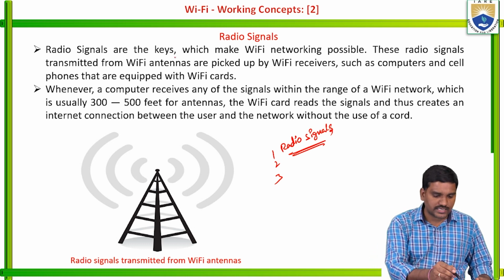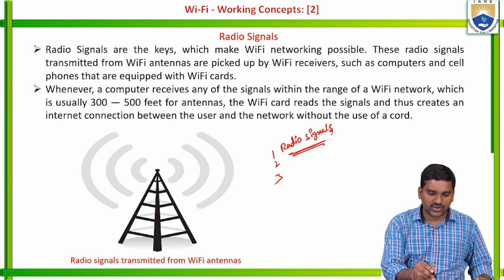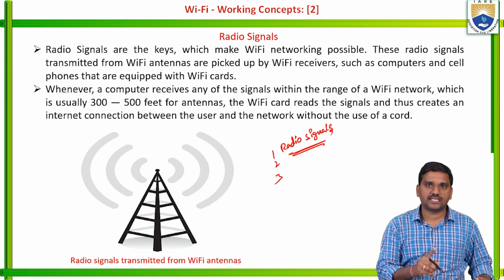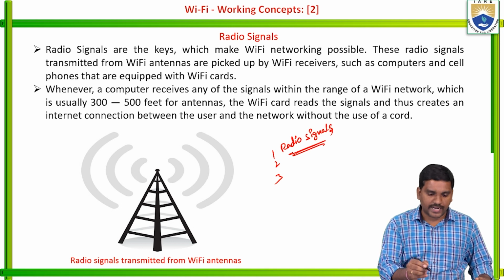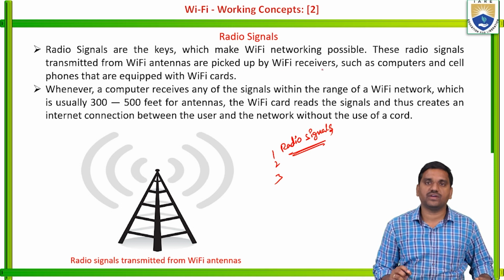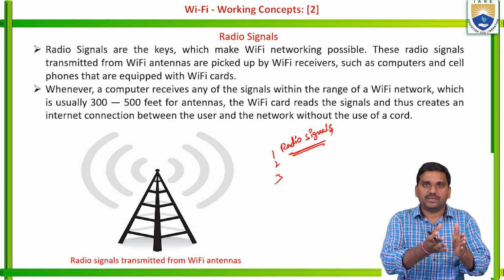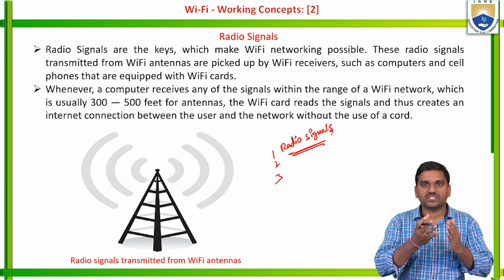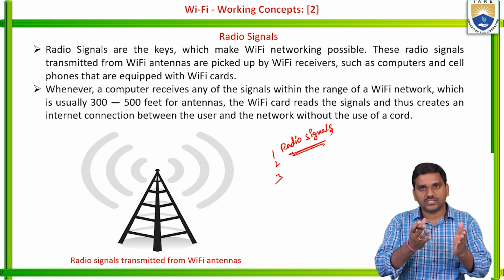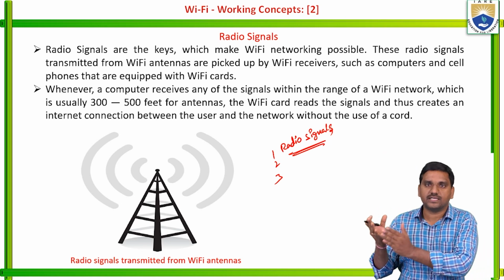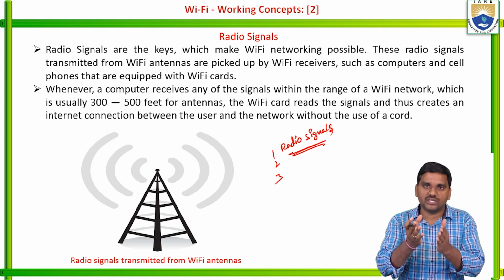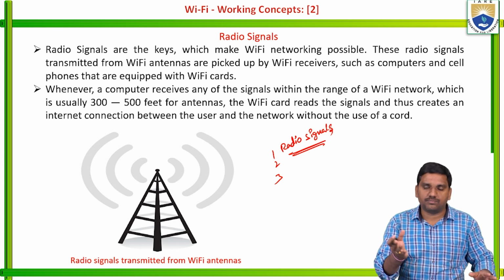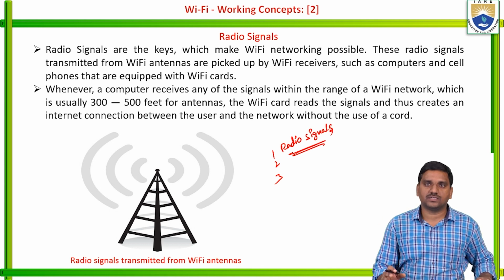The radio signals are the keys which make Wi-Fi networking possible. These radio signals transmitted from Wi-Fi antennas are picked up by the Wi-Fi receiver. The transmitter can transmit the signals within the range, within the given time slot only. The same process will occur at the receiver also. The receiver receives the radio signals up to the allotted time slot only.